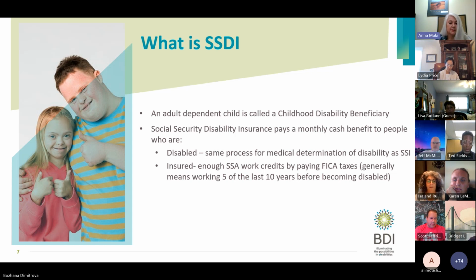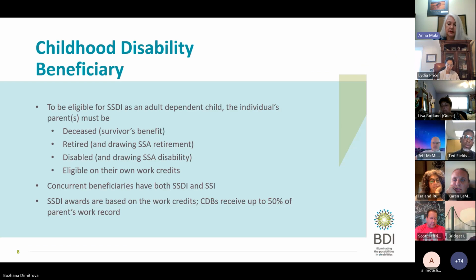But then the most common model, and Bobby, if you would do the next slide, please. The most common model is when an individual is a childhood disability beneficiary and they're receiving Social Security benefits off of their parents' work record. So how does that happen? How that happens is the parent first has to be drawing Social Security, either because there's a survivor's benefit because the parent has passed away, or because the parent has retired.